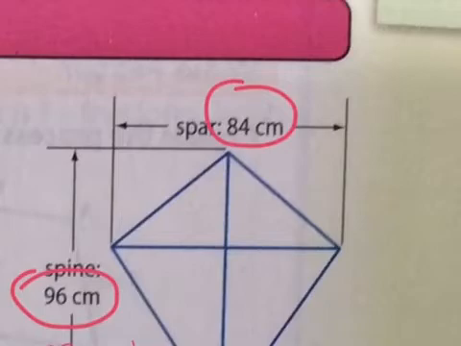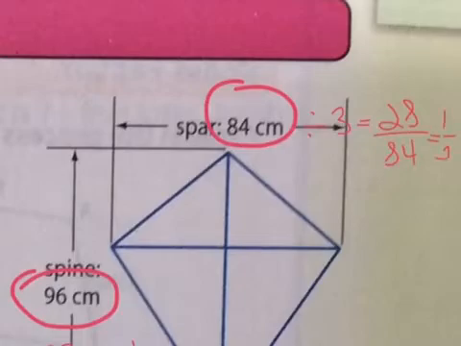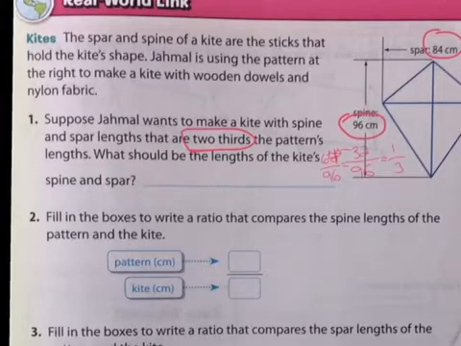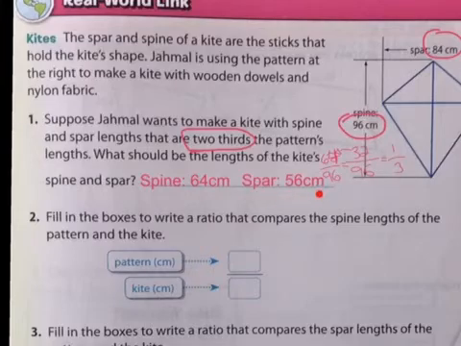And when I divide 84 by 3, I'm going to get 28. So 28 over 84 is 1/3. I need 2/3, so I have to double the 28. When I double 28, I get 56. So 56 over 84 is 2/3. Okay, so what should be the lengths of the kite's spine and spar? Well, the spine is 64 centimeters, and the spar is 56 centimeters. There we go, as we get 2/3 of these numbers.